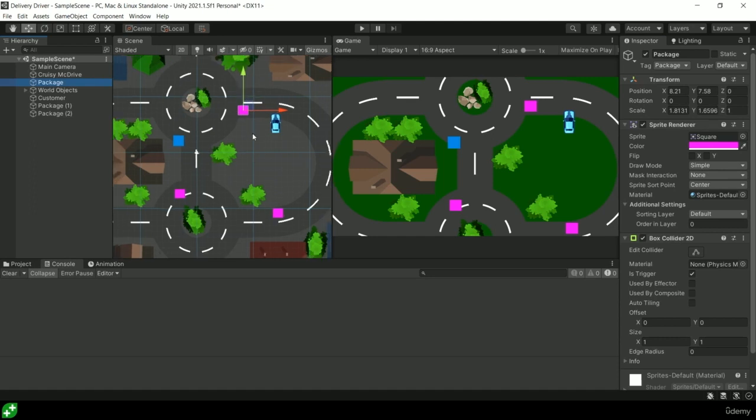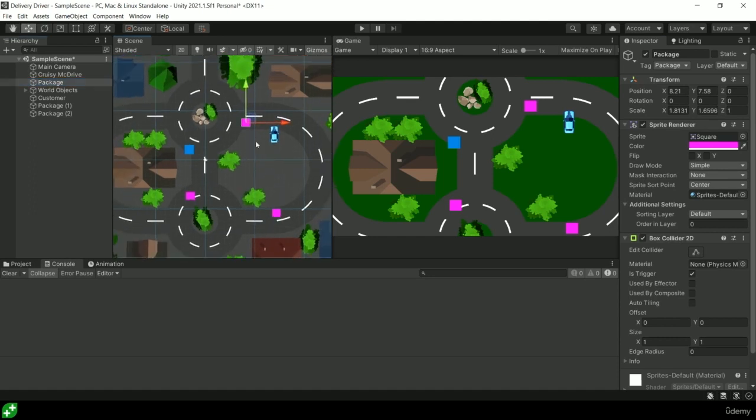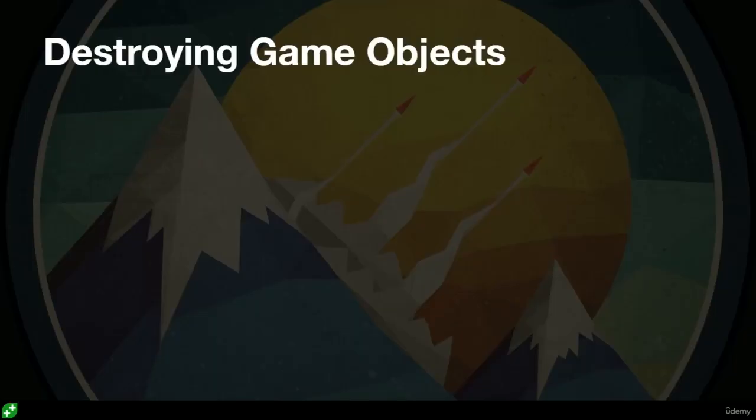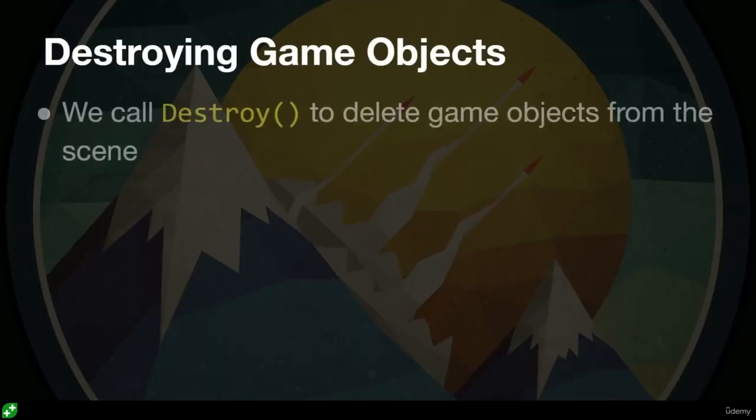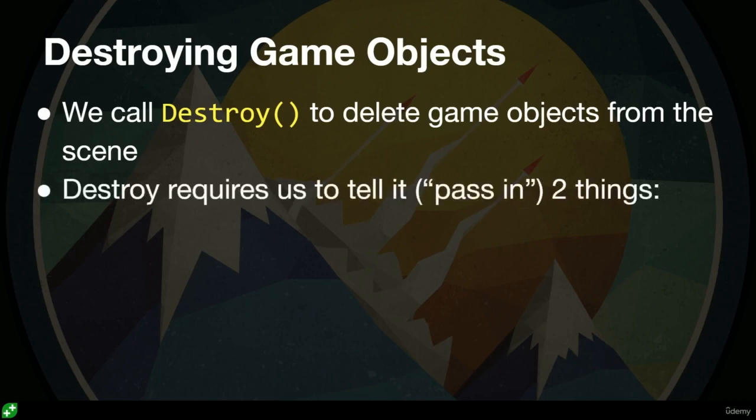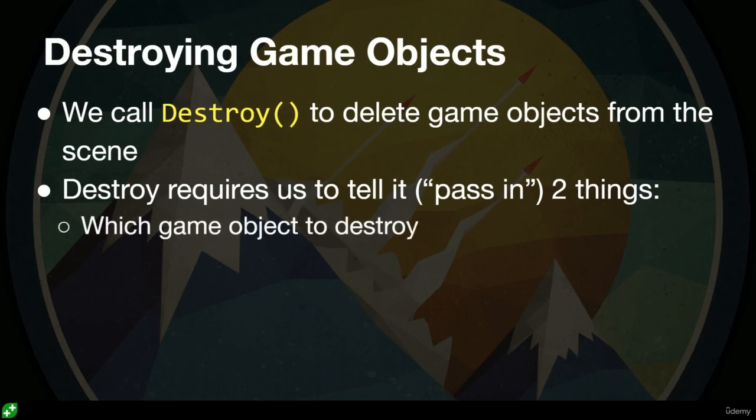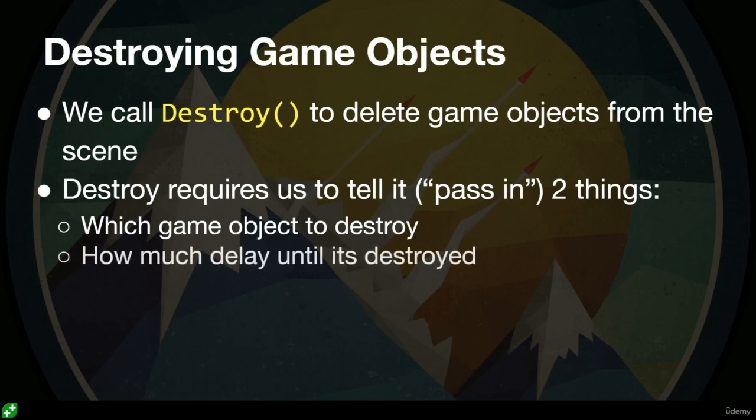And I want to show you destroy because destroy is a handy thing to know how to actually delete something from your scene. And to destroy game objects, we call destroy. So we call destroy specifically to delete a game object from our scene. Destroy, when we call it, requires us to tell it, in other words, pass in two things. And we pass those things in to these parentheses. So we have to tell it something. What do we need to tell it? We need to tell it which game object to destroy and how much time to wait until it is destroyed.